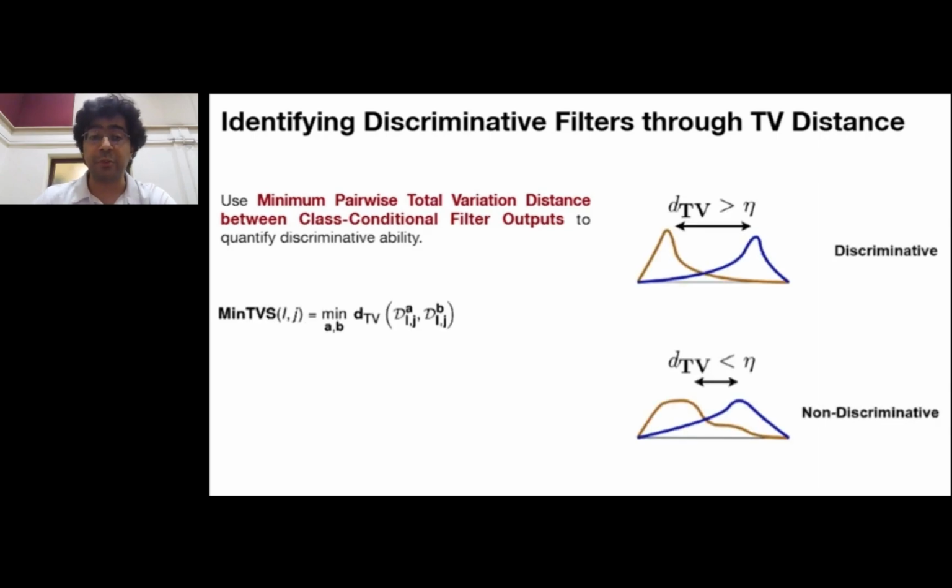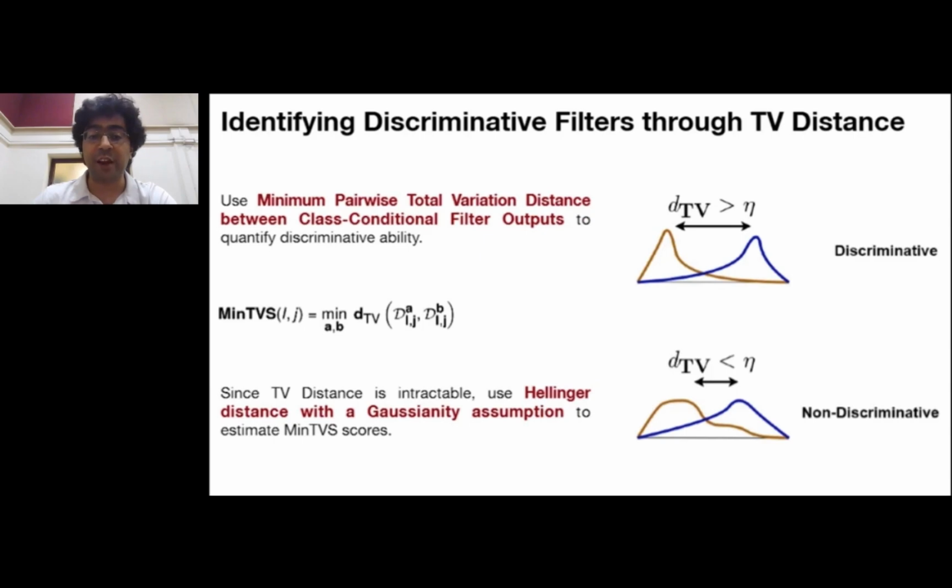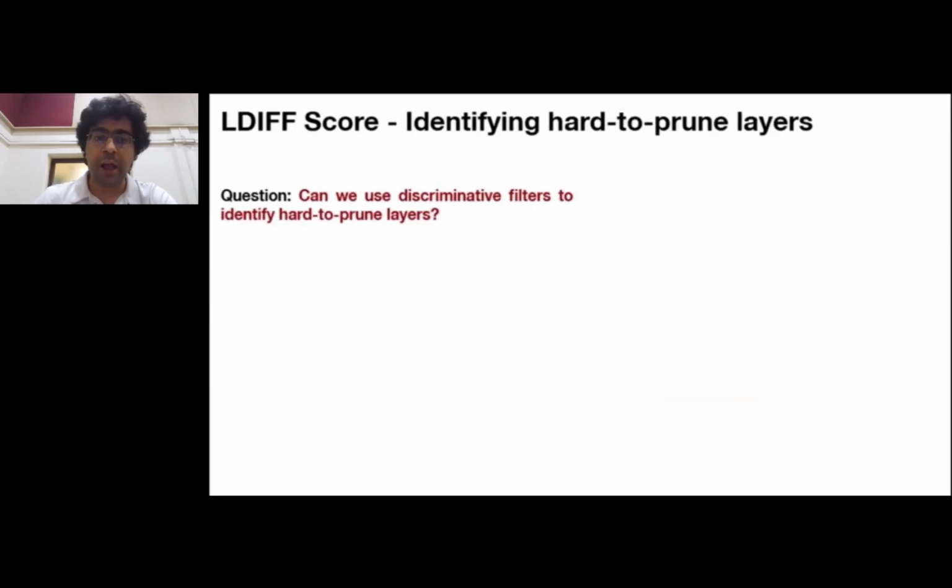To begin with, we identify discriminative filters through TV distance. Specifically, we use the minimum pairwise TV distance between class conditional filter outputs to quantify this ability. This is the min-TVA score, which is stated here. And since the TV distance is intractable, we use the Hellinger distance lower bound with the Gaussianity assumption to estimate this quantity.